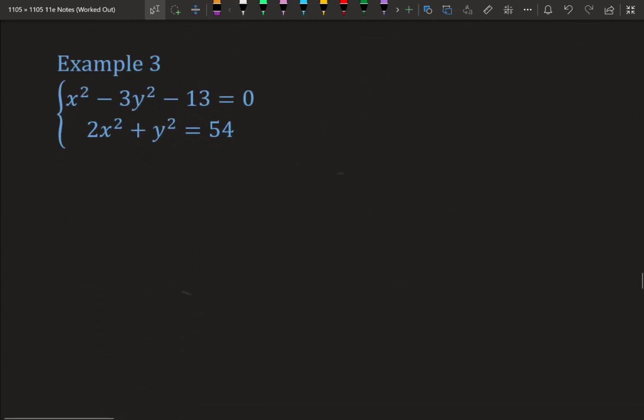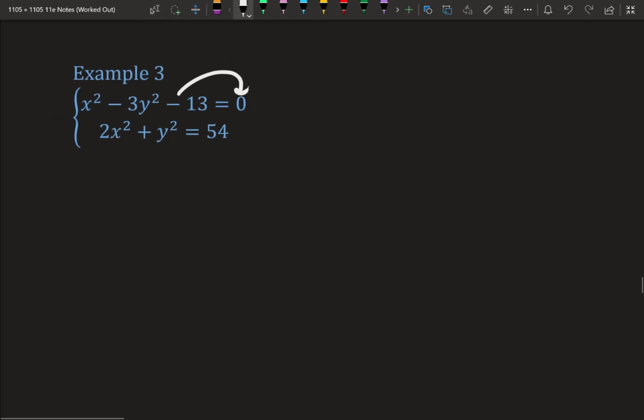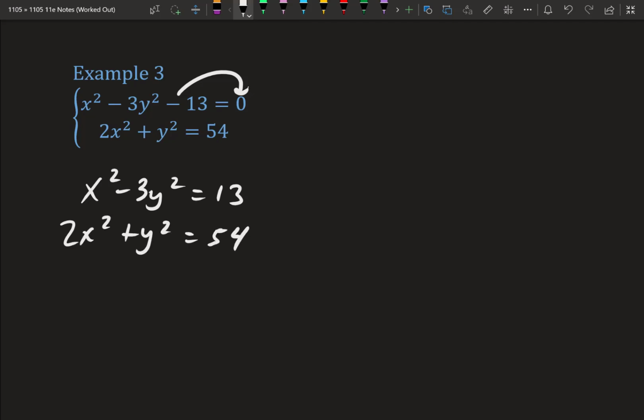Alright, looking at our last one. Do you notice that they have the same variables finally? Finally, they have x squared, they have y squared, but they're not in the same order. So let's move this over to make it look the same. Since they have the same variables and they look the same, we can actually use the elimination method.